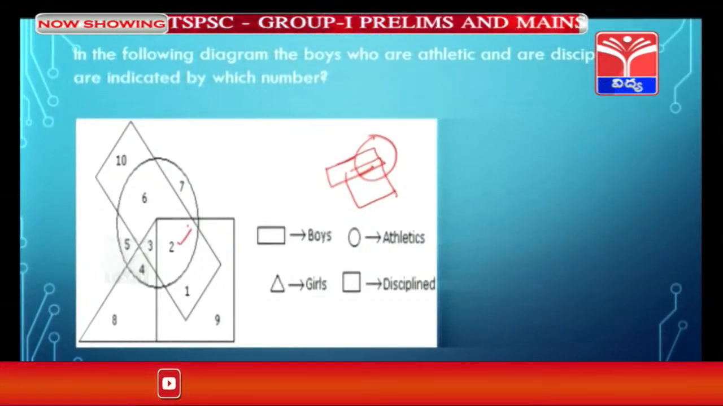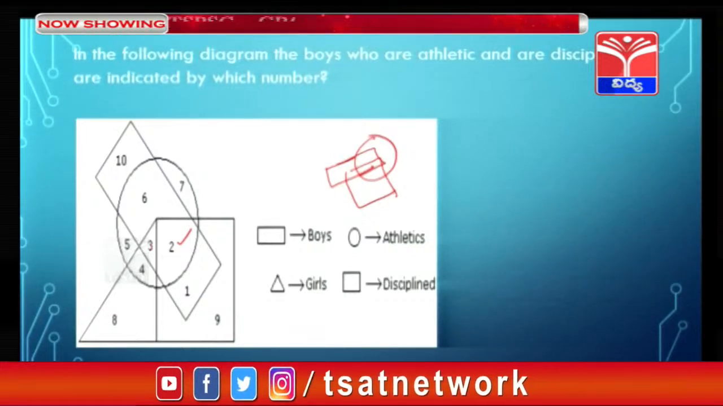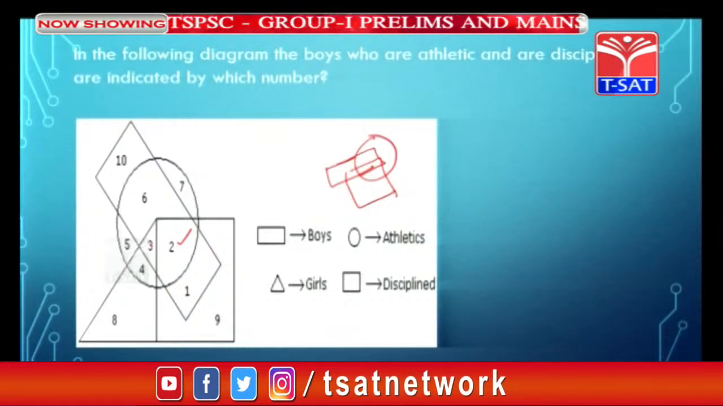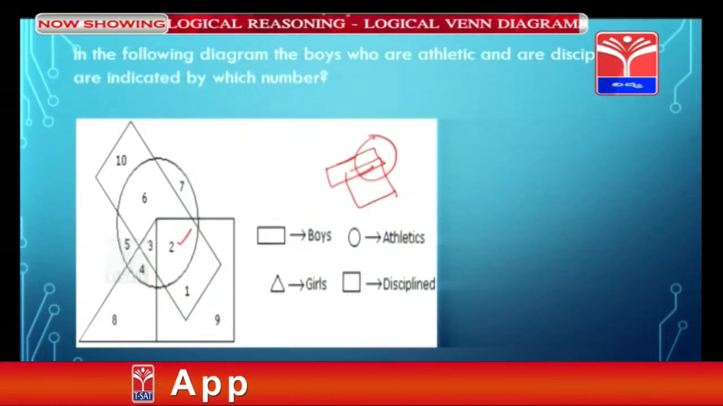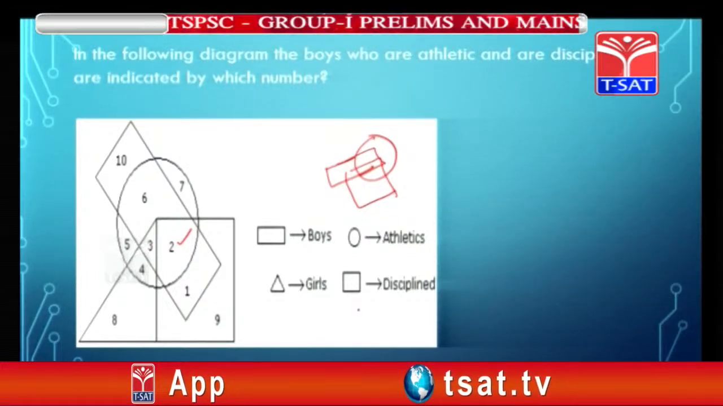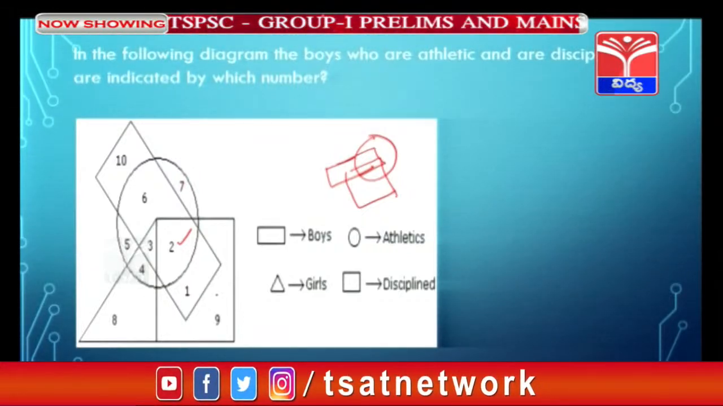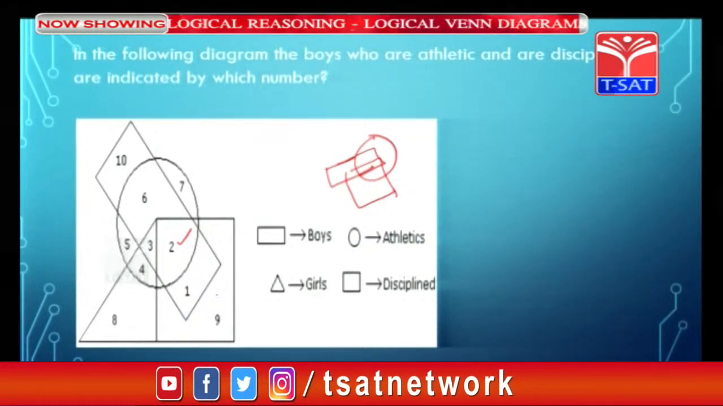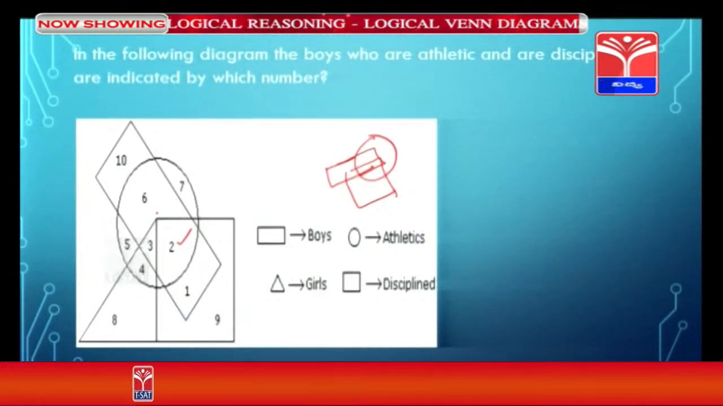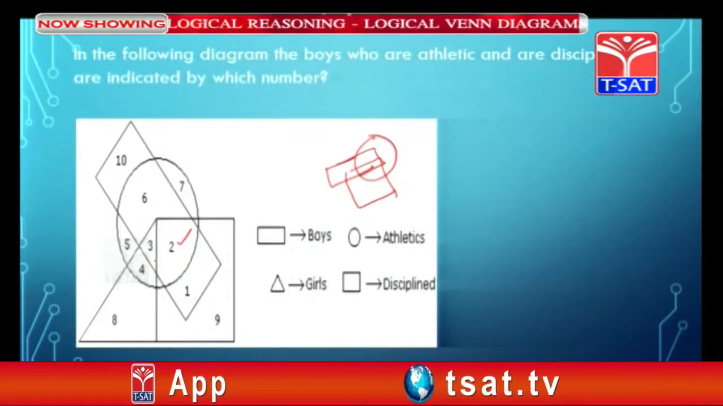Now maybe you have a doubt, and you can check it. If you take 3, 3 is in the triangle, and a triangle means a girl, so 3 is ruled out. And 7 is in the circle and rectangle, but not in the square. Remember 6 and 10: 6 is in the rectangle and circle, but not in the square, and 10 is only in the rectangle.